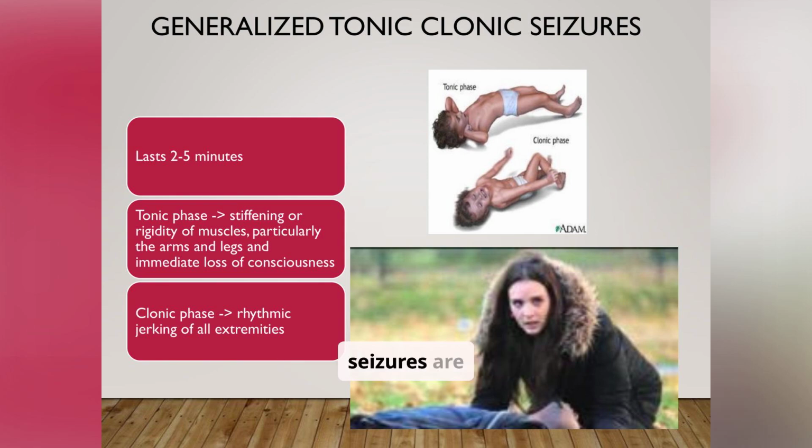Generalized tonic-clonic seizures are characterized by distinct phases. The tonic phase involves stiffening of the muscles and loss of consciousness, while the clonic phase involves rhythmic jerking of the extremities. These seizures typically last 2 to 5 minutes and require careful monitoring and management.